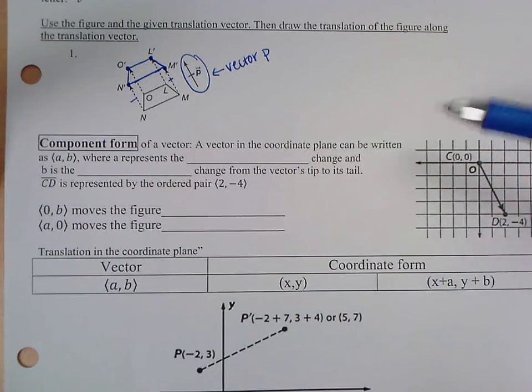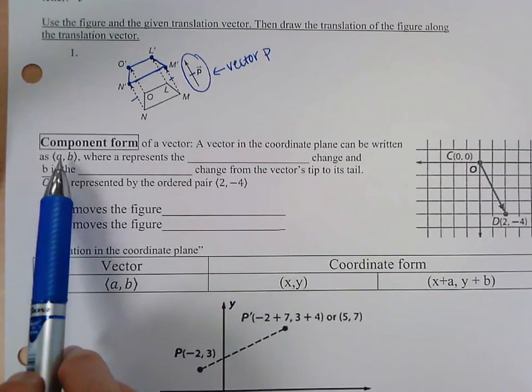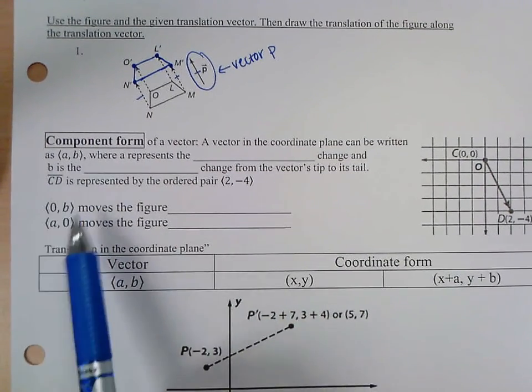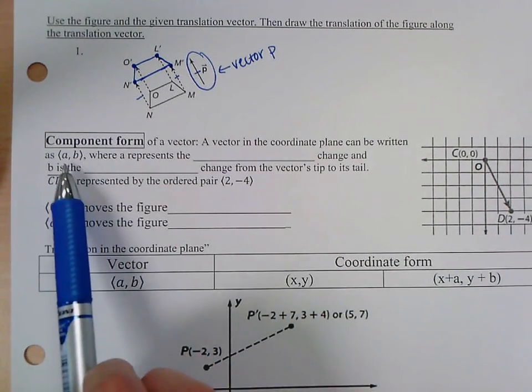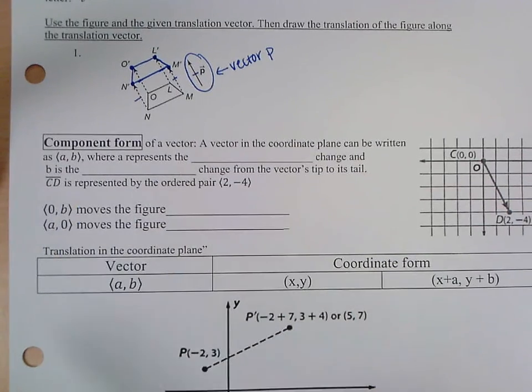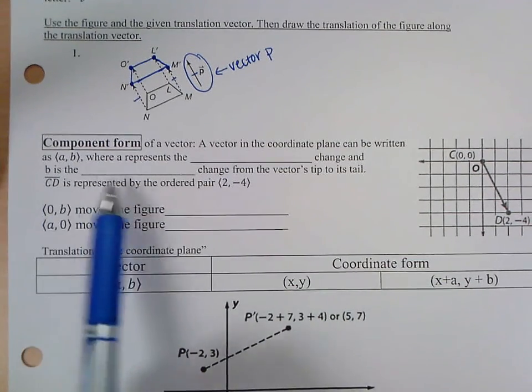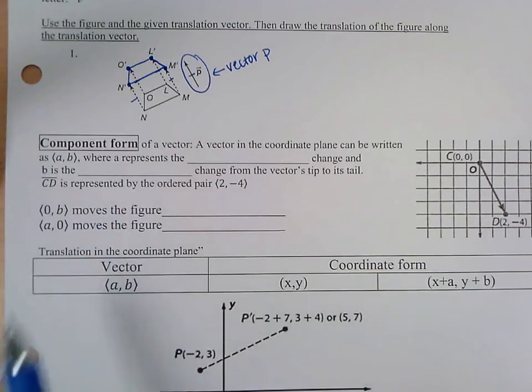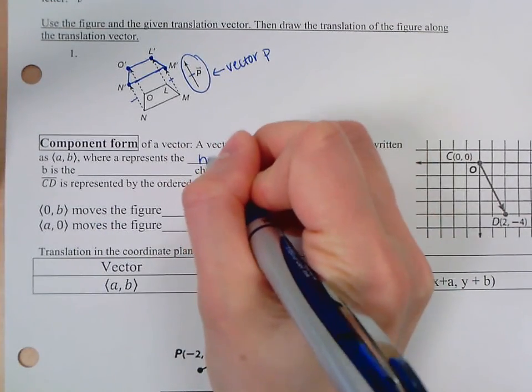So a vector in a coordinate plane can be written this way. So notice it's not really an ordered pair. It's similar, but you don't have parentheses. You have kind of like, not really arrows either, so I'm not sure how to describe them. But that grouping symbol, it's not a parenthesis on either side. But A is representing the horizontal change.